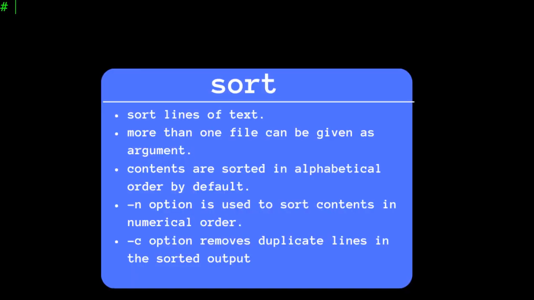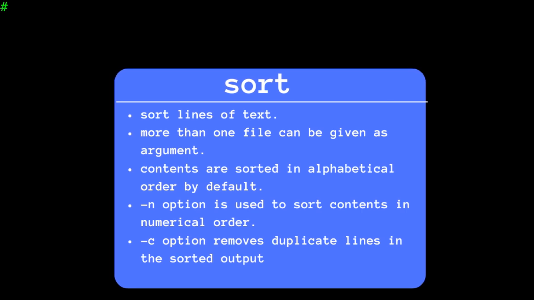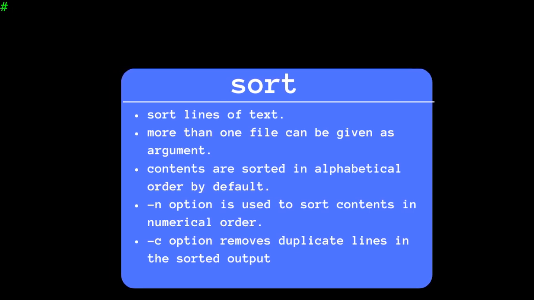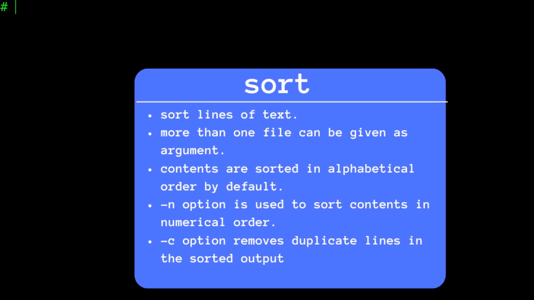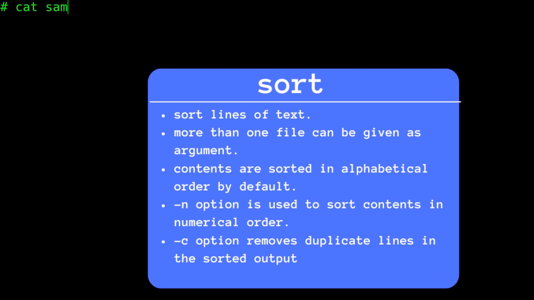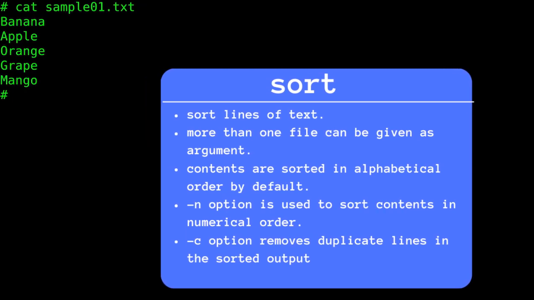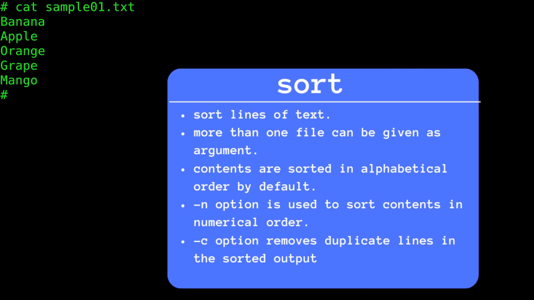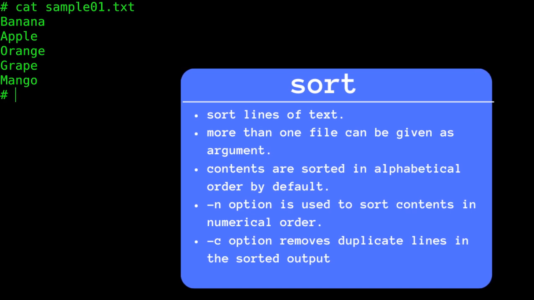Next filter command we'll be seeing is the sort command. As the name implies, sort command is used to sort a file. Let's see that with the help of an example. We have a file called sample01.txt. Here you have different names of different fruits, but it is not in a sorted order.